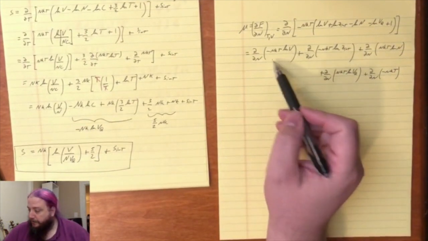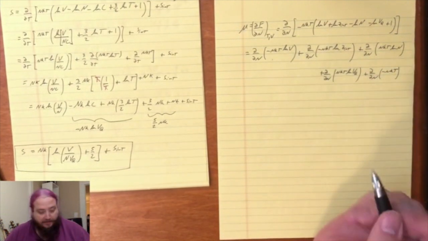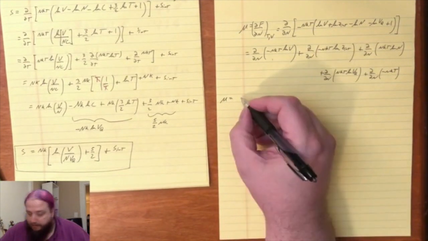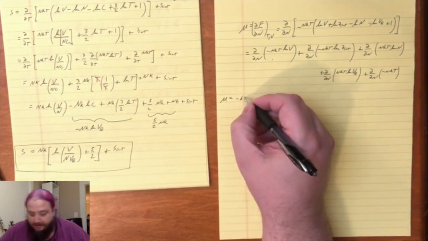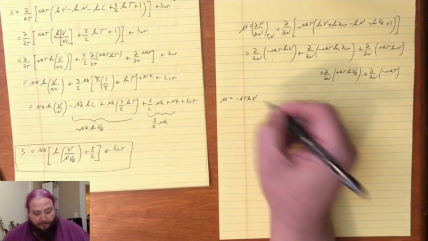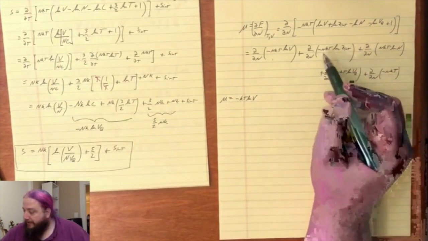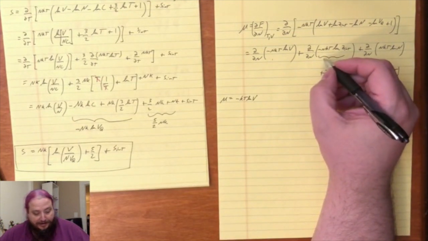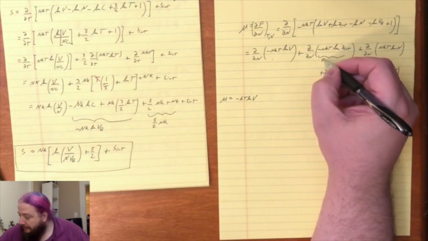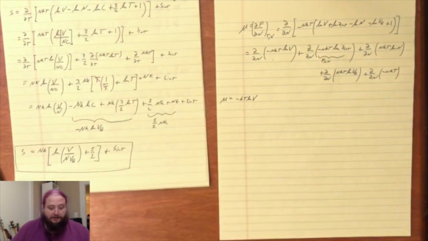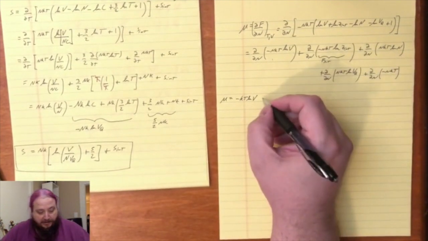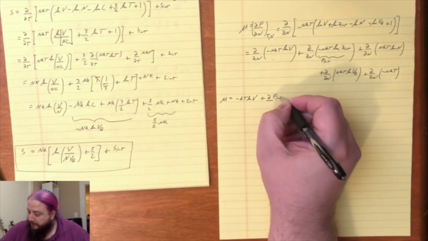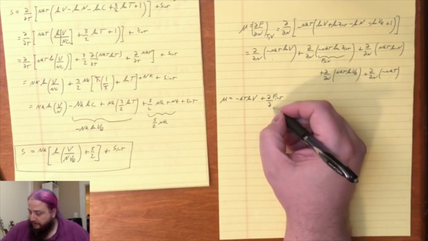All right, so this first one, the only n dependence is in the constant in the front. So this just gives us mu equals minus kt logarithm of volume. This term here, well, this we could call, again, the interior Helmholtz free energy. And so that term is plus dF interior dN.